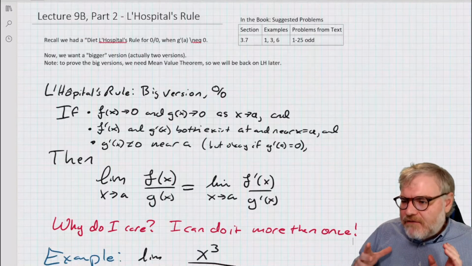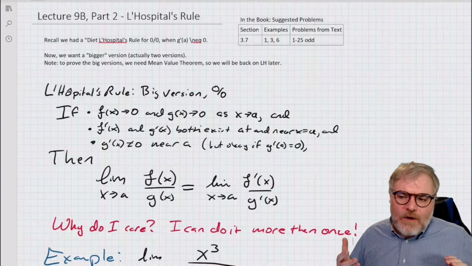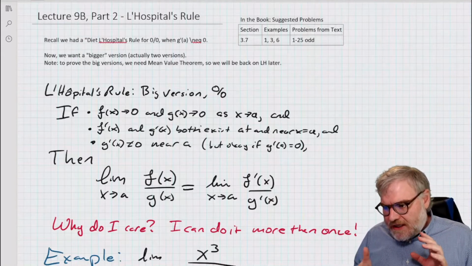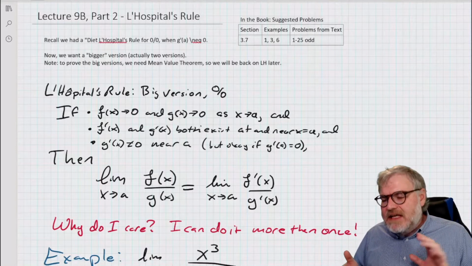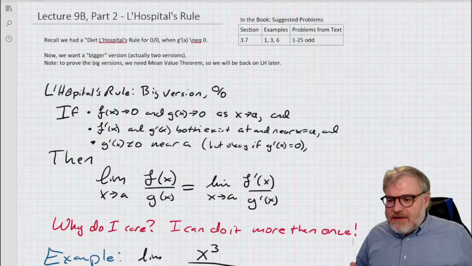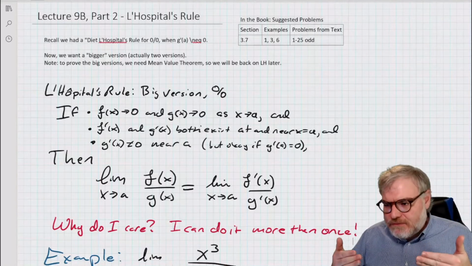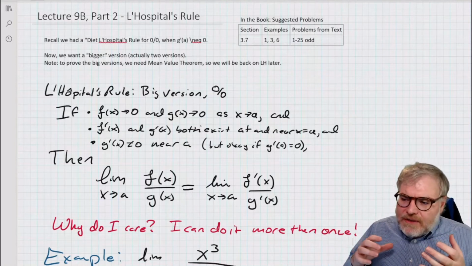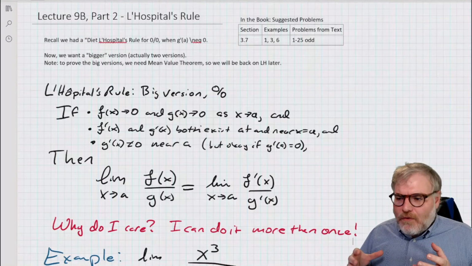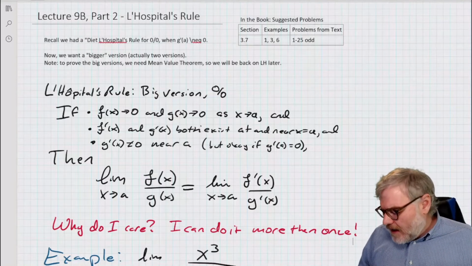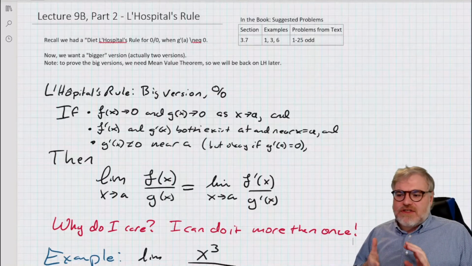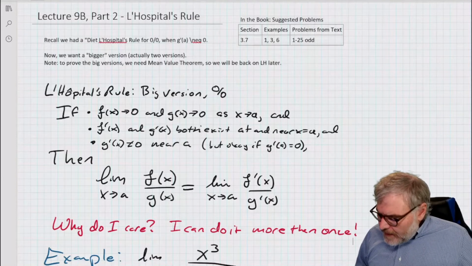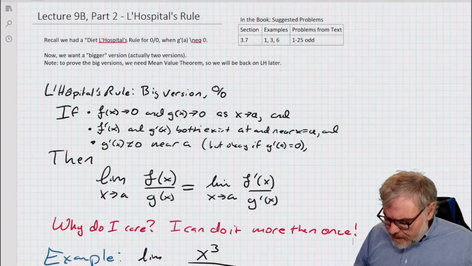We want this bigger version, a little bit more than we had before, because we're going to use it to do some of the stuff on concavity and shapes. After we've done the mean value theorem, we're going to come back to L'Hopital's rule and prove it in an extra. Then we'll play with it some more and see more of its power. But I want to introduce it now so that we can use it to do some of these other problems.